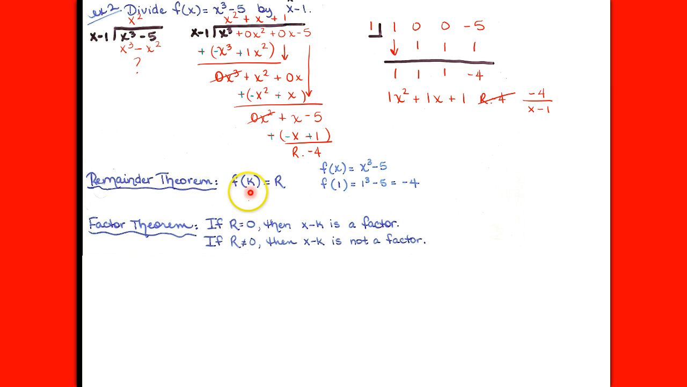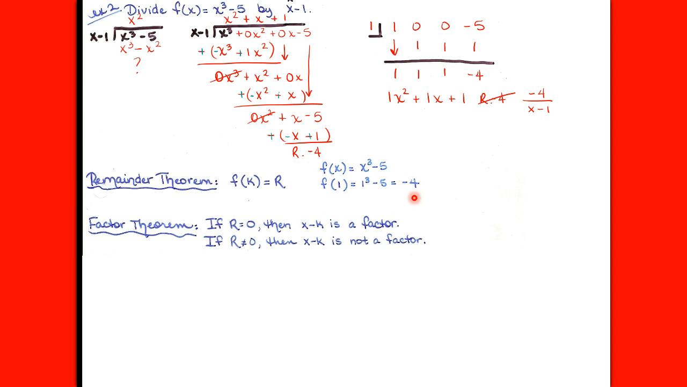If I take the k value, now remember this is x minus k, so that k value is what we put in the little box right there, same thing, okay? If I take that k value, in this case 1, and I plug it into the function, the answer that I get will be the remainder. So in this function, f of x is equal to x cubed minus 5, and k was equal to 1. So if I put 1 in the place of x, I'll get 1 cubed minus 5, I'll get negative 4, I'll get my remainder. Okay, why would I ever want to just know my remainder? That's kind of pointless, right?